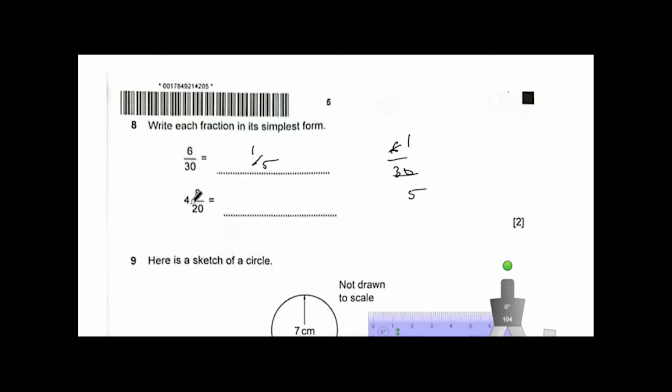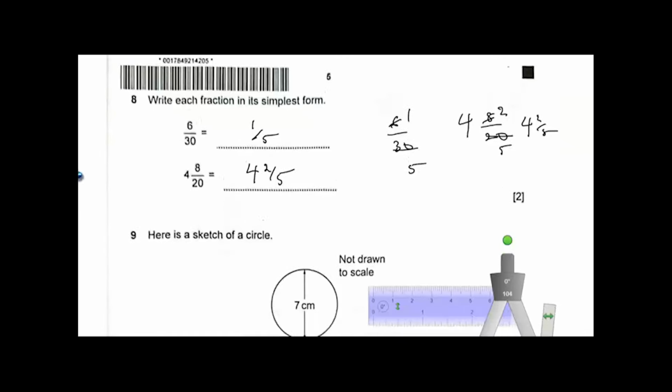Here, what you need to do is this. You have 4 whole number, 8 out of 20. It is almost in its simplest form, except for the numerator and the denominator here. What can go is 4. 4 goes in 8 2 times. 4 goes in 20 5 times. So you are going to have 4 whole number, 2 out of 5. That is the solution there.